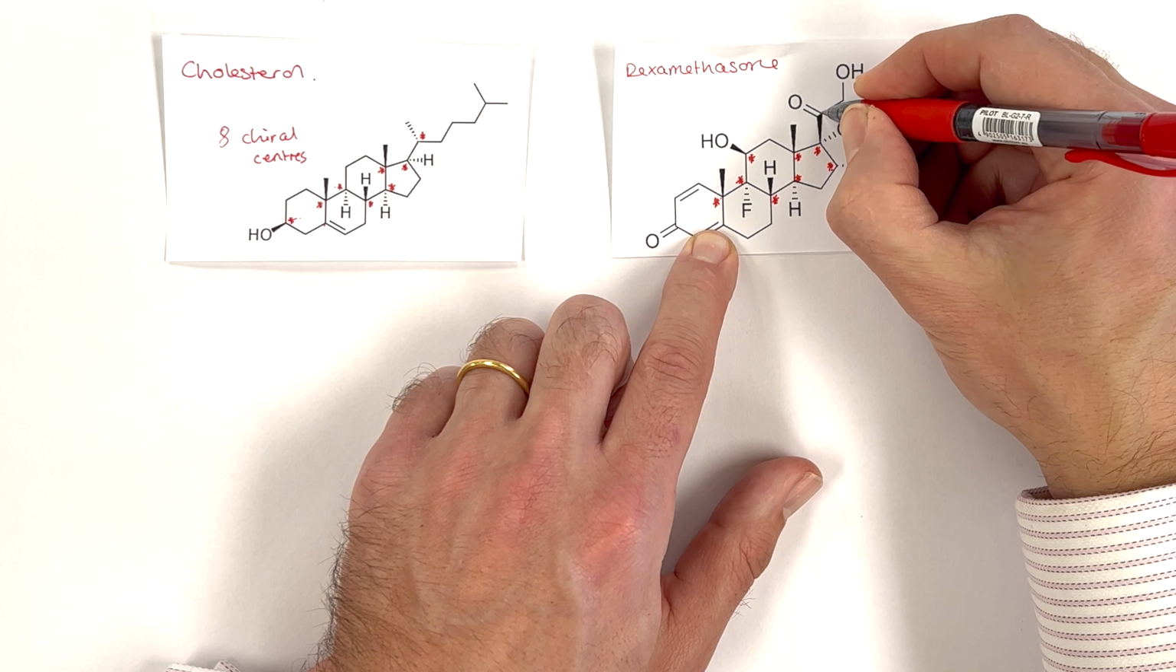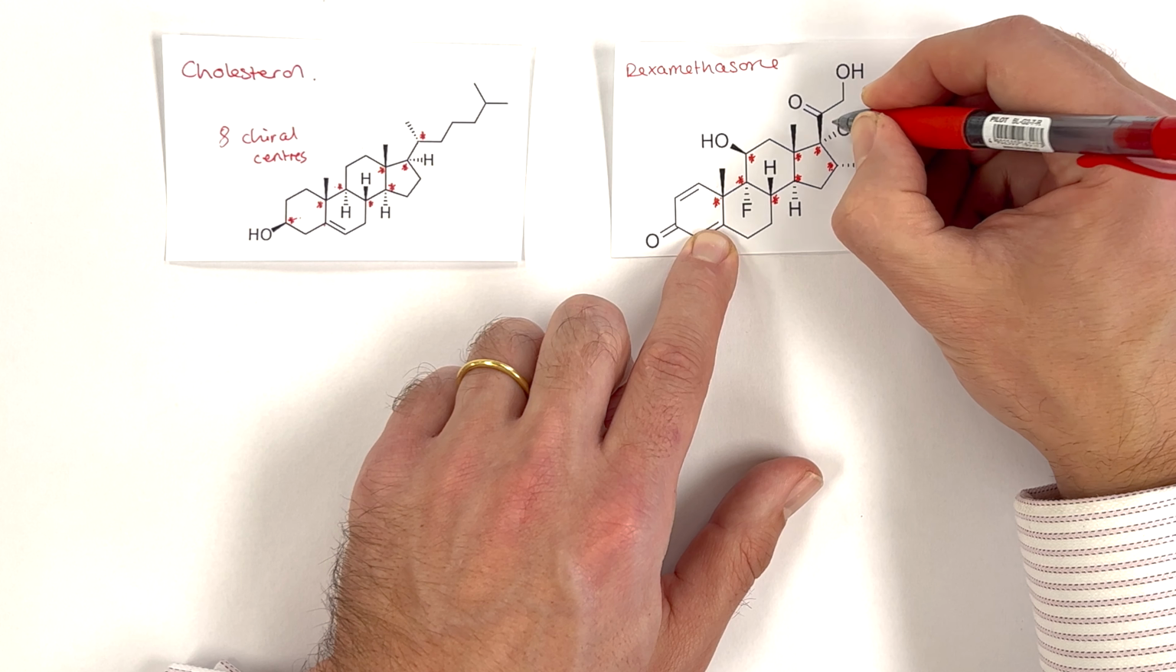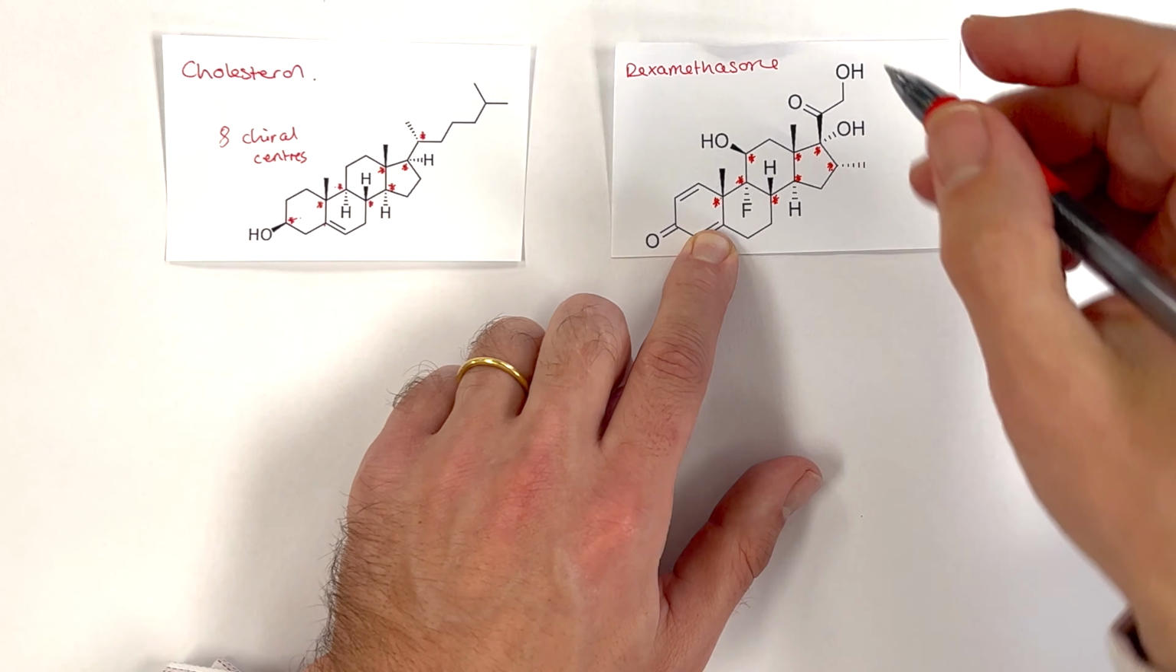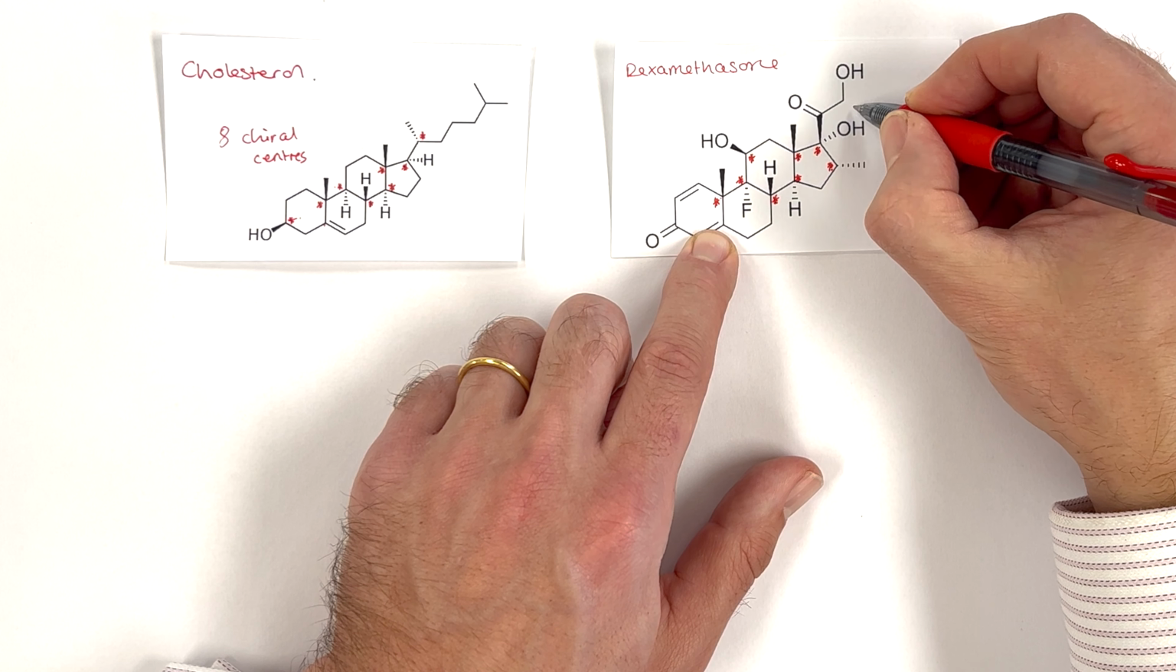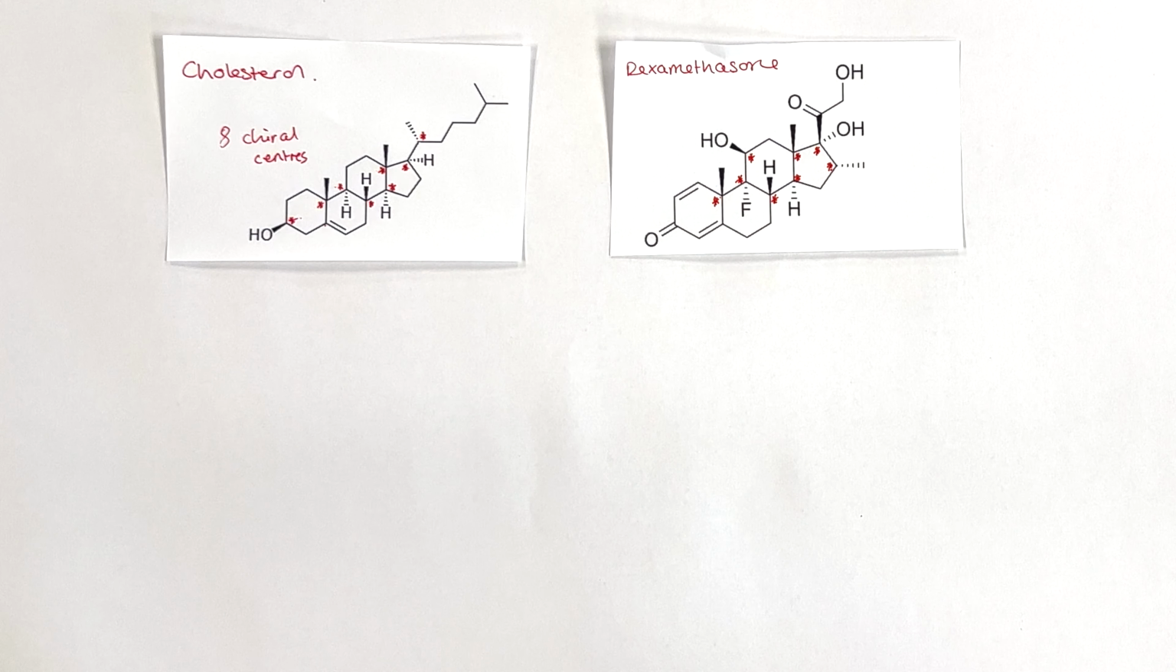This one here is not a chiral center. We've got 1, 2, 3 groups attached with no hydrogen on here. And again, this is not a chiral center. There's 2 hydrogens there, so it doesn't fit with our rule of having 4 different groups around the carbon atom.